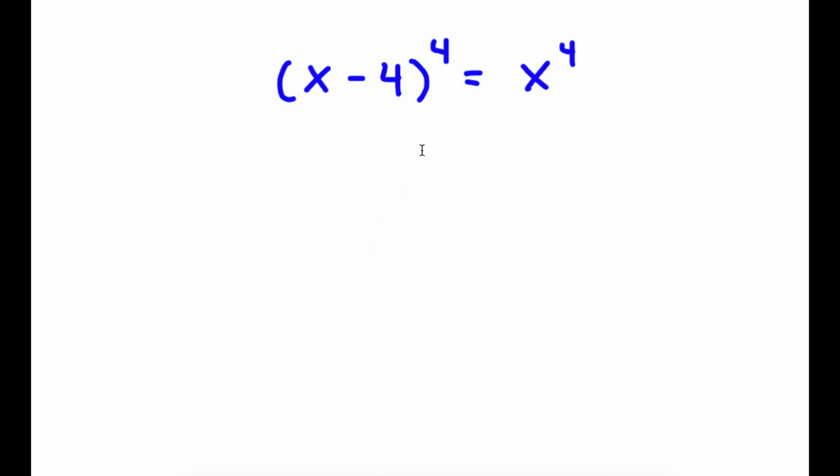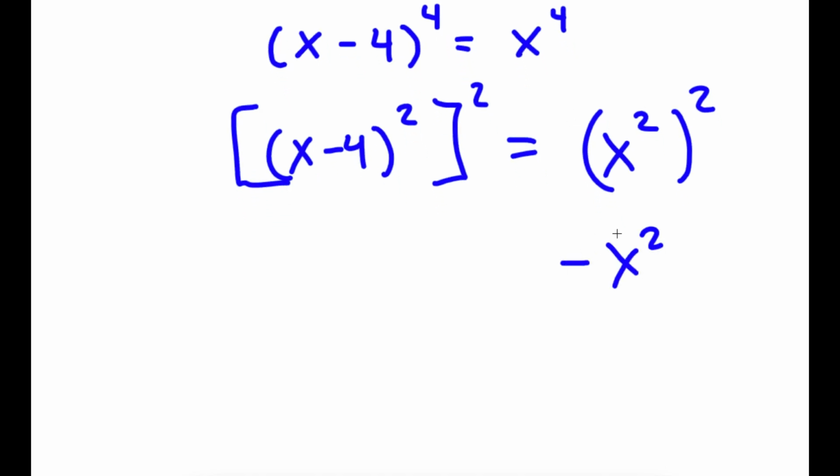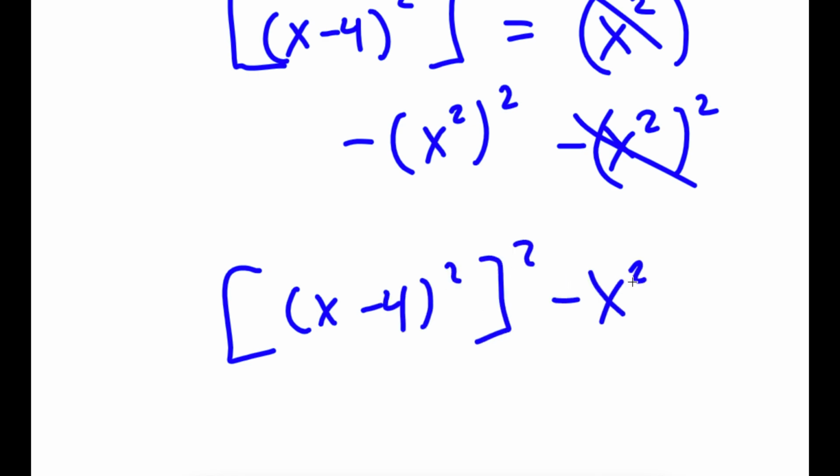Alright, so in this problem, I have x minus 4 to the power of 4 is equal to x to the power 4. So to solve this, I'm going to first rewrite this as x minus 4 squared to the power of 2 is equal to x squared to the power of 2. Now I'm going to go ahead and subtract x squared to the power of 2 on both sides. So these two cancel out. And now I have x minus 4 squared to the power of 2 minus x squared to the power of 2 is equal to 0.